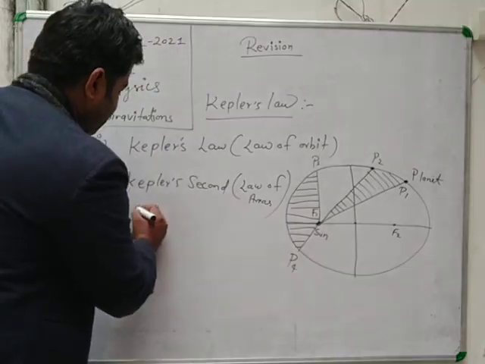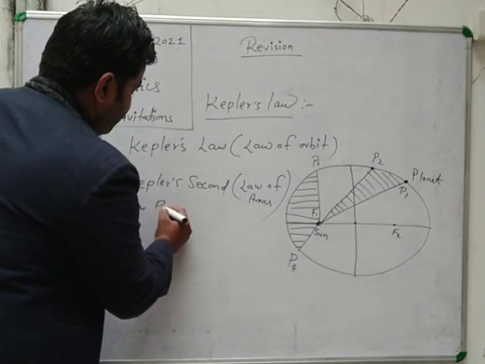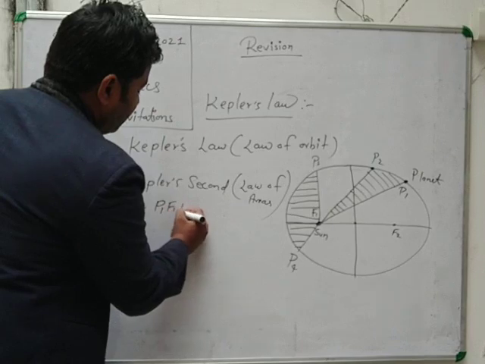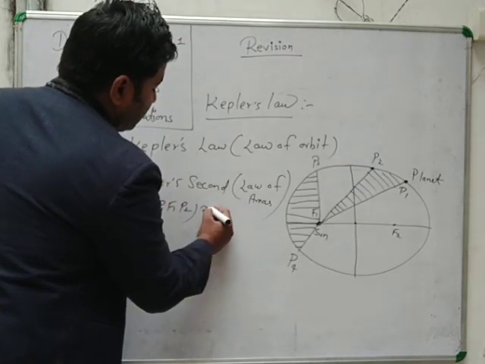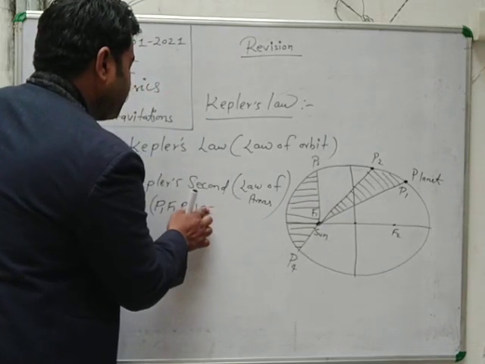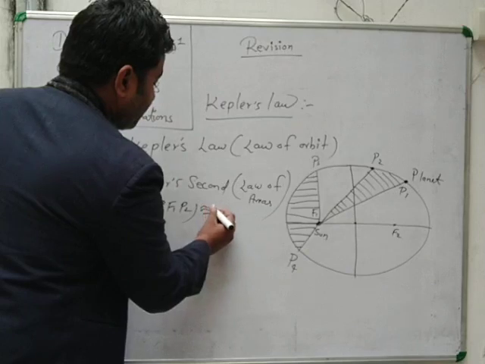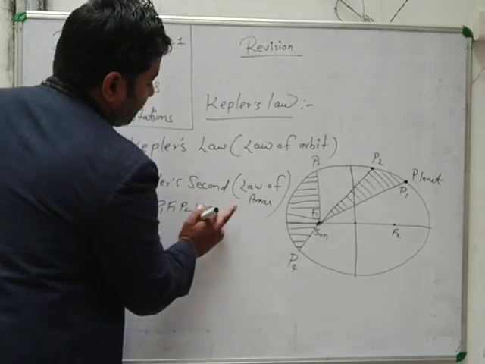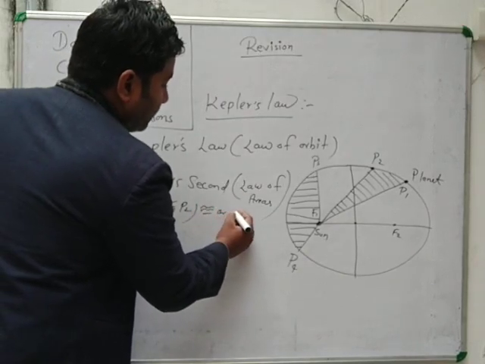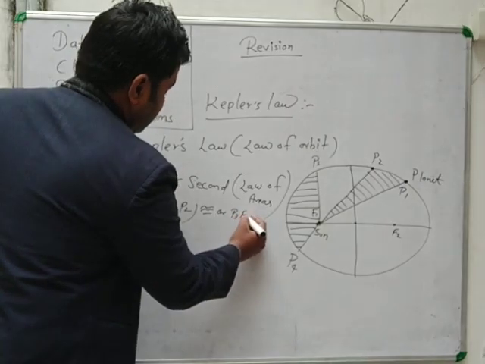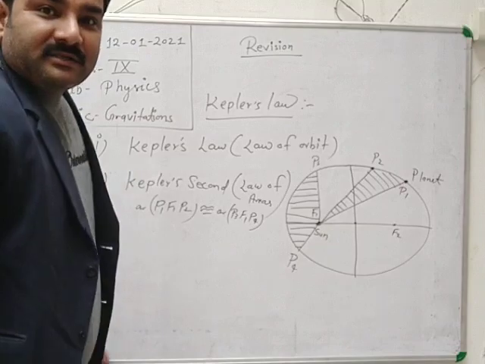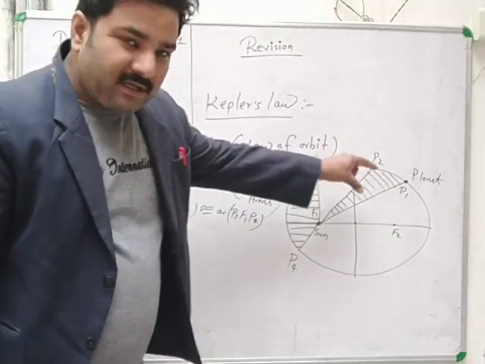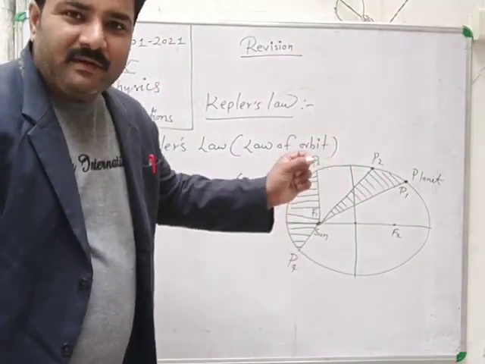So that is area P1 F1 P2 is approximately equal to area P3 F1 P4. Clear? The concept of area: whenever covered in equal intervals of time, the areas will be equal.